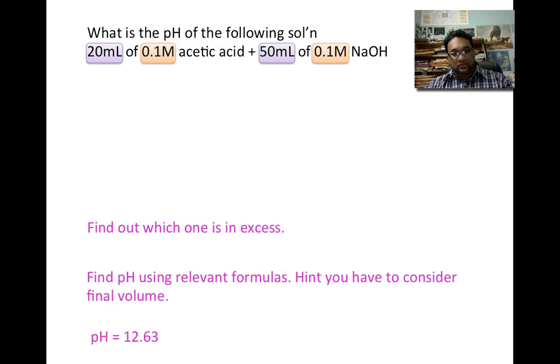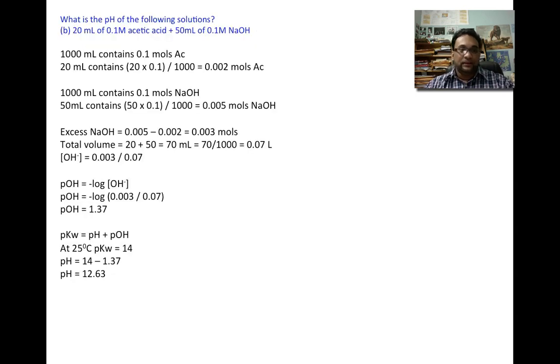So again, pause the presentation here. If you got 12.63, well, great, you can continue. If not, see if you got the correct one in excess and see if you used the right formula. And if not, well, then we go to this next slide here.